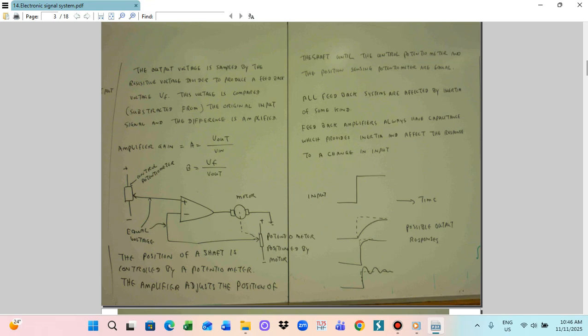So it's A. This is Vout and Vin. And also there's B, VF divided by Vout. A is the amplifier gain, the ratio between the output voltage and input voltage. And we can also calculate B. B is the ratio between the feedback voltage and the output voltage.